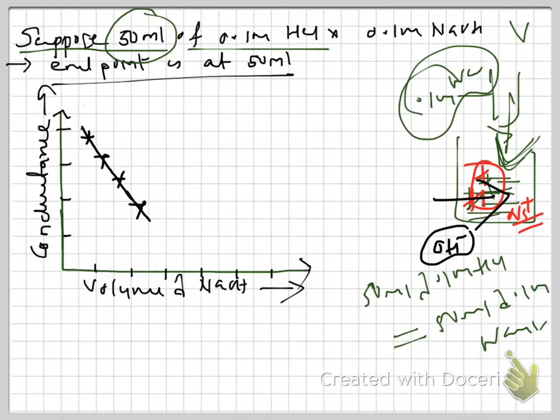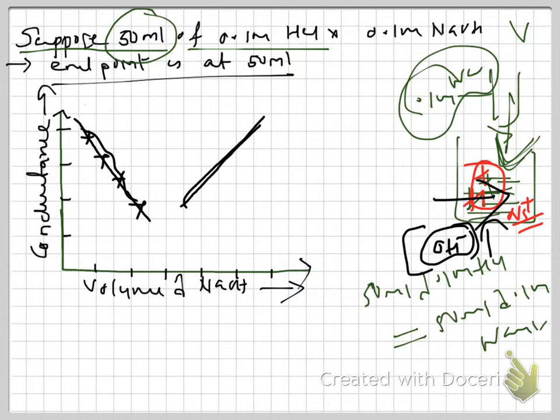That means on addition of NaOH after the endpoint, the concentration of OH minus slowly increases, which has high mobility and conductance. Then conductance also increases. So in the first half, conductance decreases. In the second half, conductance increases. This kind of two lines we have obtained. In between these two lines, we have our endpoint.